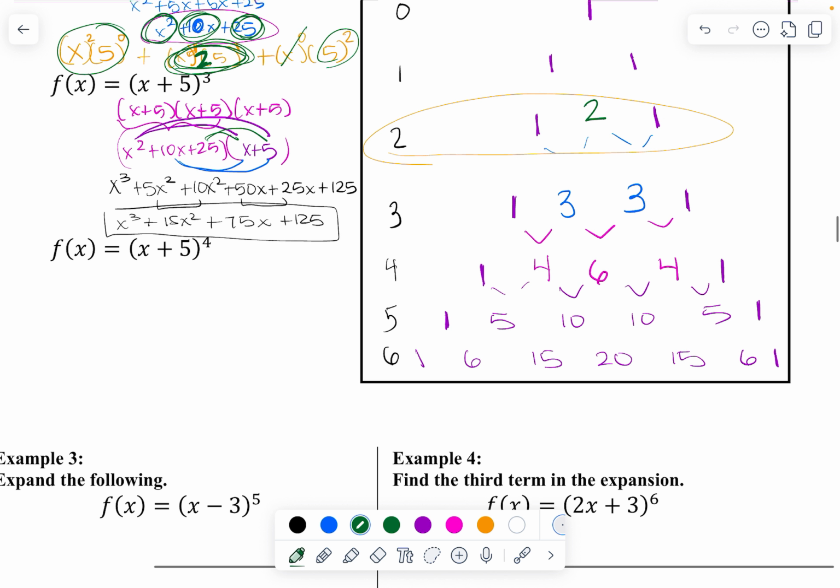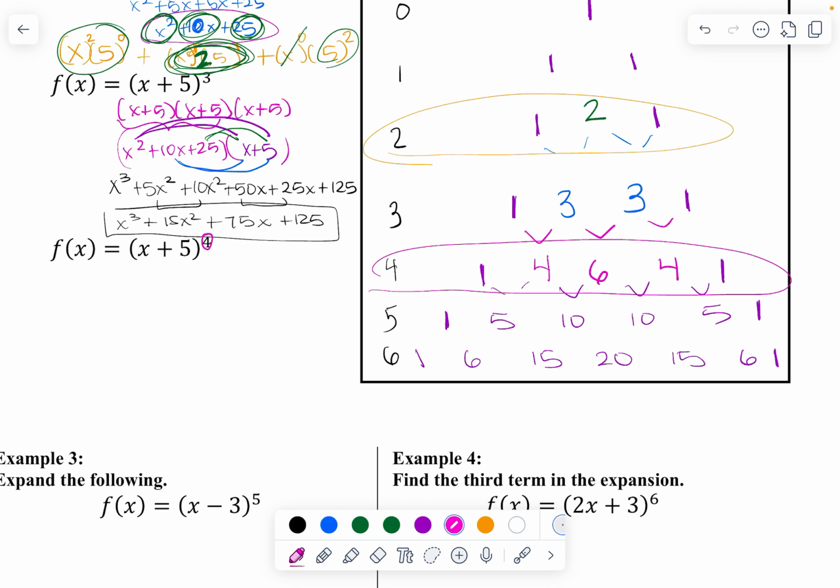So let's see how this works for 4. So here we go for 4. We're going to put our coefficients here, which is 1, 4, 6, 4, 1. And then you're going to put your first term, which is x. You're going to put 1 on every single one here. And then your second term is going to be 5. We're going to put them about right here. Okay.